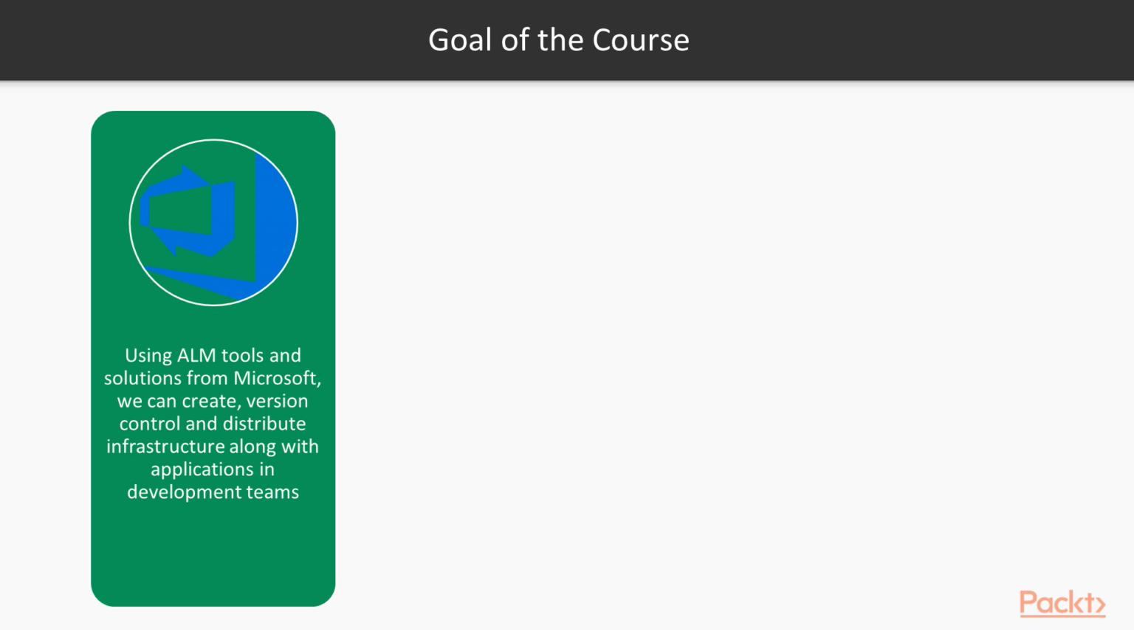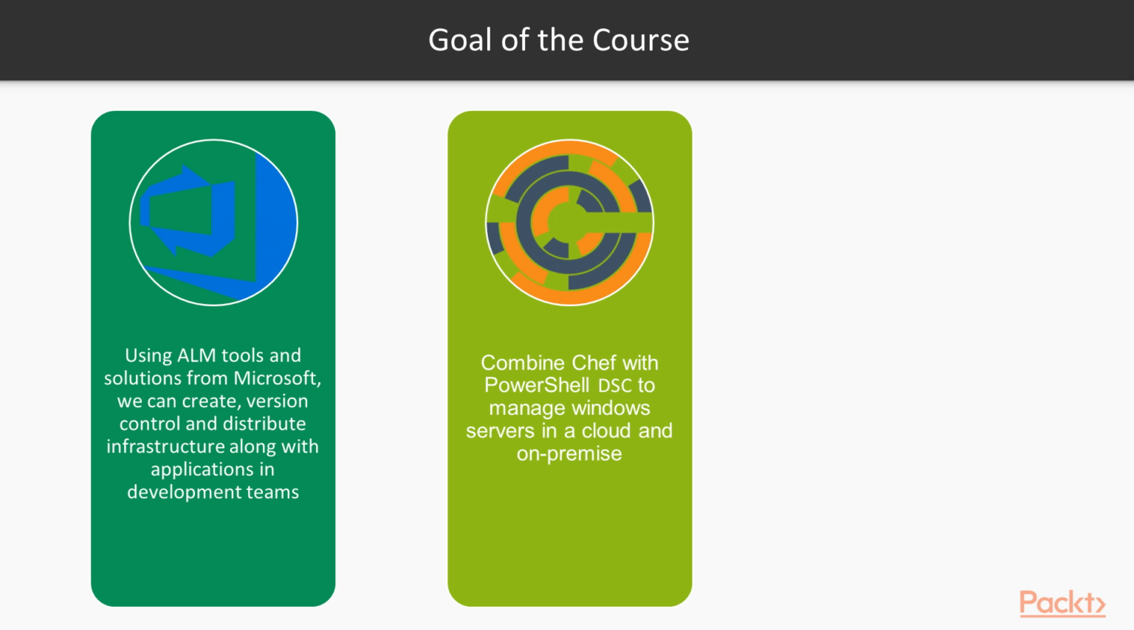The goal of the course is to implement and integrate PowerShell DSC and the concepts of infrastructure as code in an enterprise. We'll see how using the ALM tools and solutions from Microsoft, we can create, version control, and distribute infrastructure along with the applications in development teams. We'll see how in large enterprises, proper infrastructure management is done with configuration management tools like Chef.